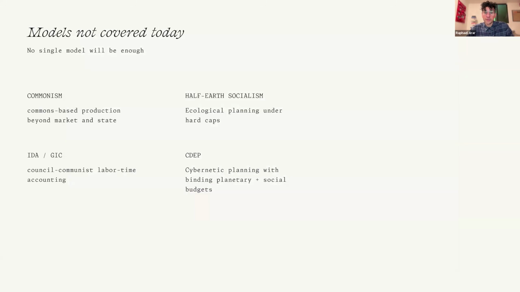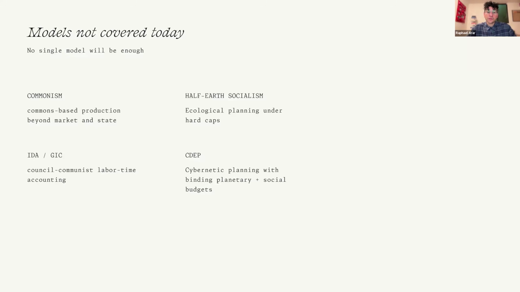There's a model called commonism that comes out of more of an autonomous tradition by a couple authors, Meritz and Sutterluti. I don't know if I'm pronouncing his name right. They orient toward commons-based production beyond both market and the state. I think it's less worked out in its institutional architecture and more of a strategic orientation, and it pairs naturally with degrowth thinking.